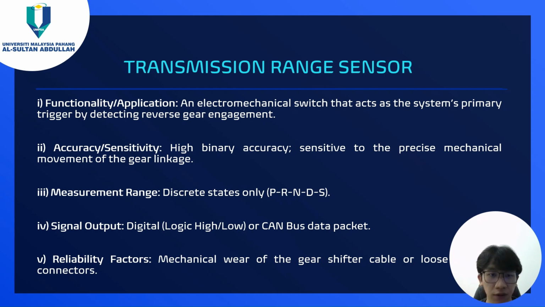The accuracy or sensitivity for the transmission range sensor is high binary accuracy, which is sensitive to the precise mechanical movement of the gear linkage. The measurement range is discrete states only, which is PRNDS. The signal output is digital, which is logic high or logic low, or a CAN bus data packet. The reliability factors are mechanical wear of the gearshift cable or a loose connector.